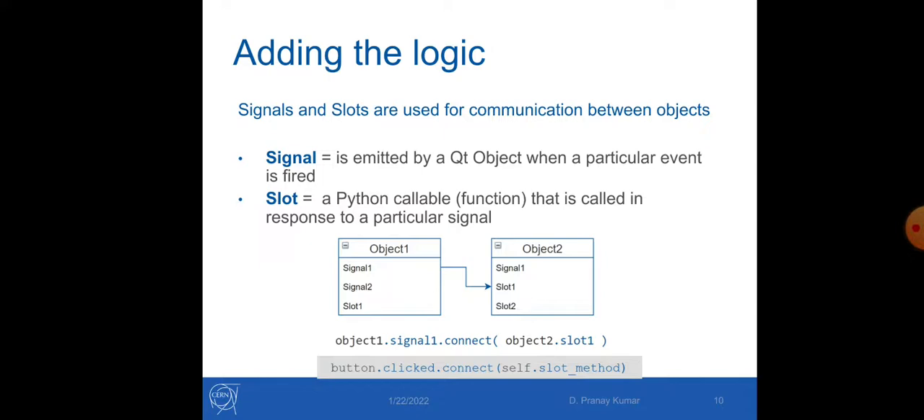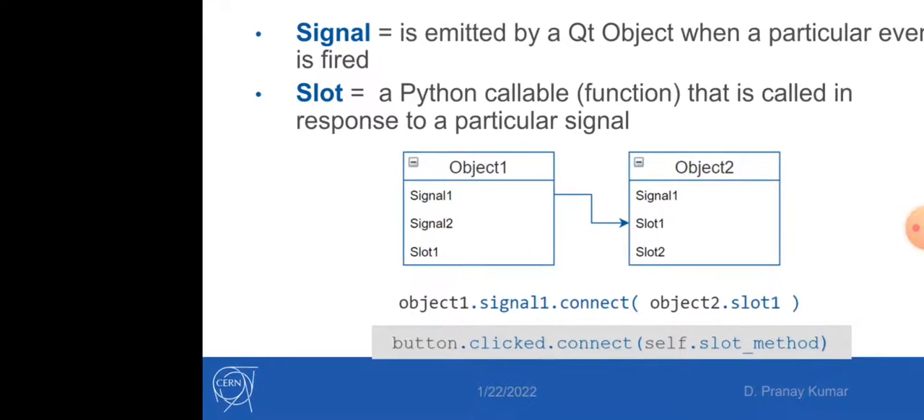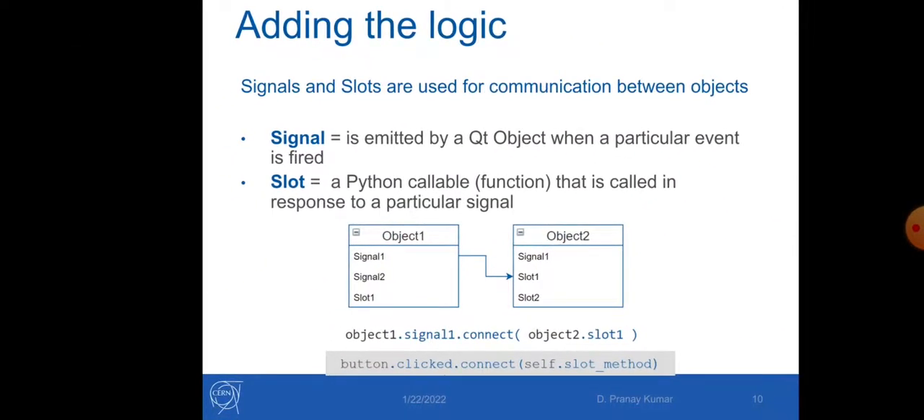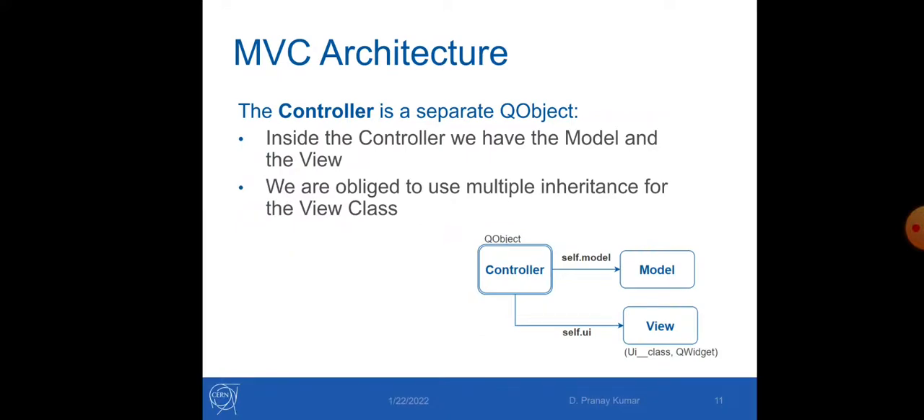Signals and slots are used for communication between objects. A signal is emitted by a Qt object when a particular event is fired. A slot is a Python callable function, a function that is called in response to a particular signal. You can see the flowchart here, in which you can know the difference between signal and slot and how they are connected. Next one, MVC architecture.